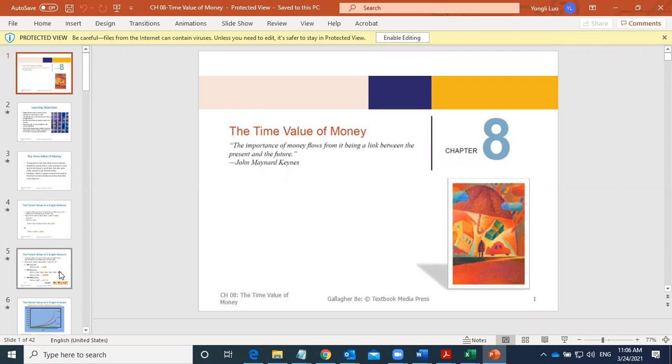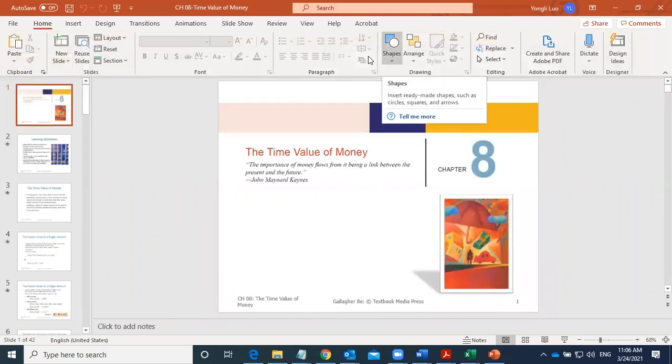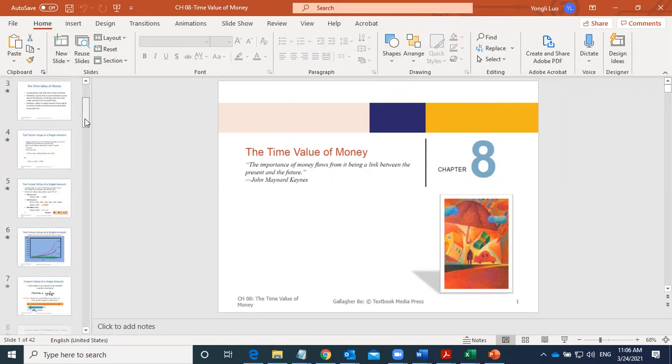Okay, today we continue to talk about chapter 8. This is the time value of money. So last time, remember, we talked about the future value, right? Future value is you have that payment today, and you want to know how much money you will have in the future, right?